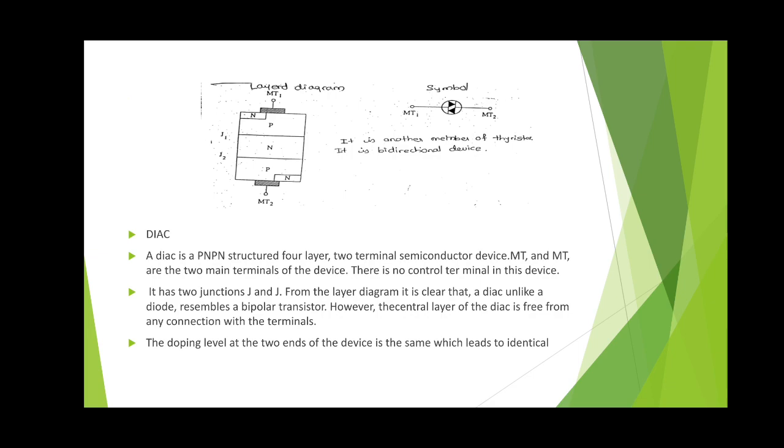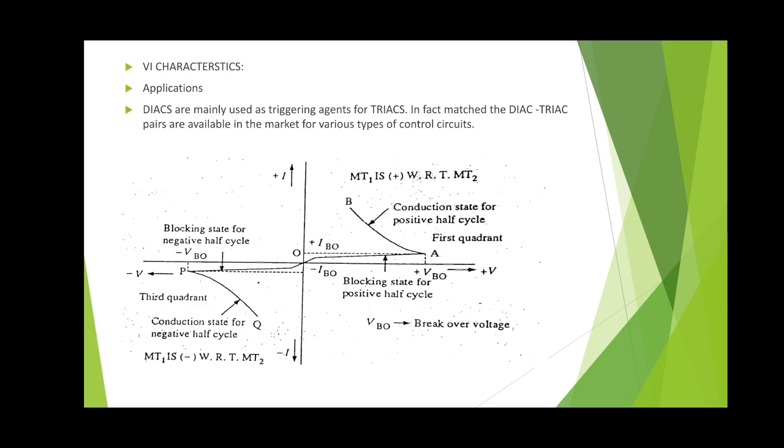However, the central layer of the DIAC is free from any connection with the terminals. The doping level at the two ends of the device is the same, which leads to identical VI characteristics. Now we will discuss the VI characteristics of the DIAC. So the VI characteristics of the DIAC are plotted, which is shown in this figure.